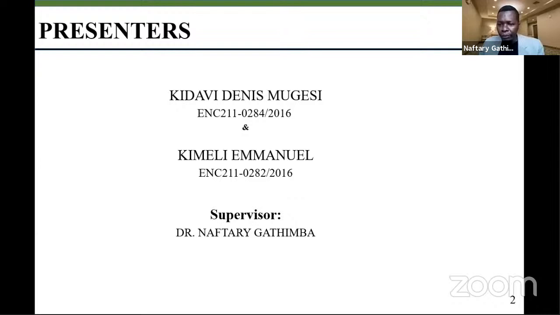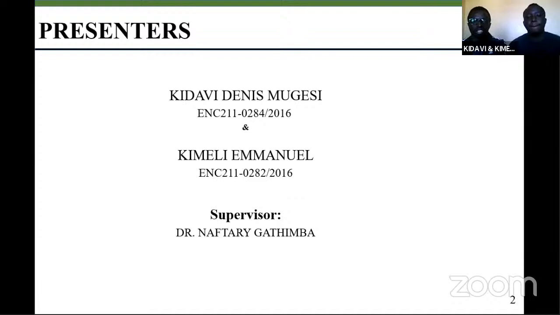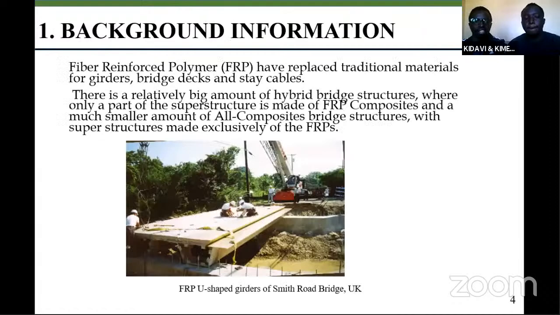Okay, so our title is Comparative Designs of a Fiber Reinforced Polymer Footbridge with an All-Composite Polymer Deck and a Reinforced Concrete Deck. The presenters are Kidavi, Dennis Mugesi, and my colleague Kimeli Emmanuel. And you're our supervisor, Dr. Naftali. That is our table of contents for today's presentation. And this is our background information.